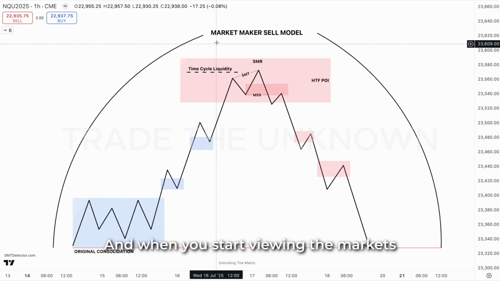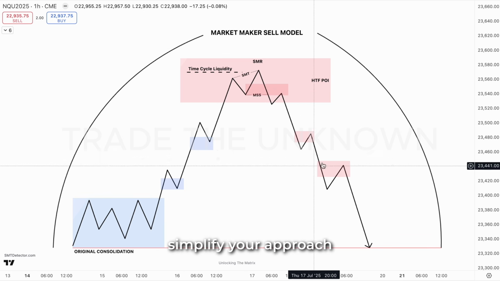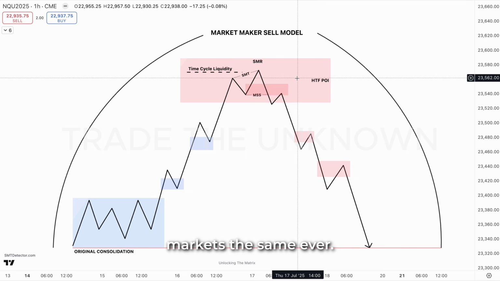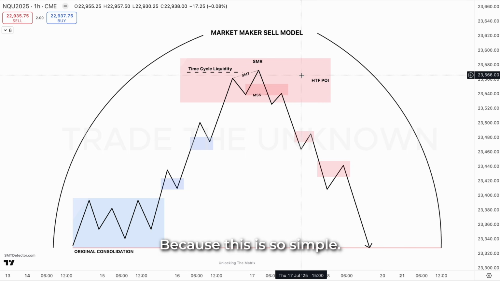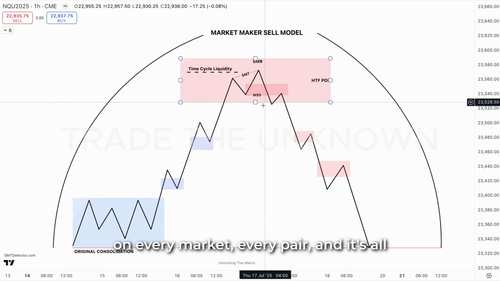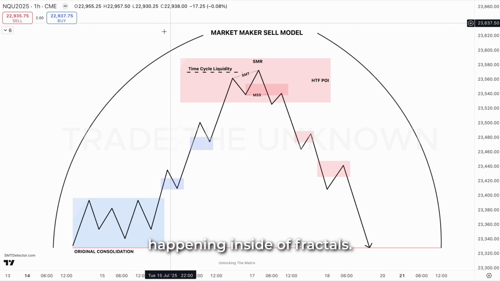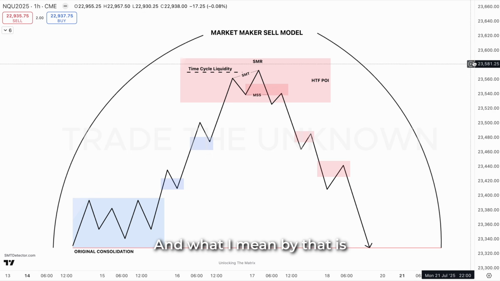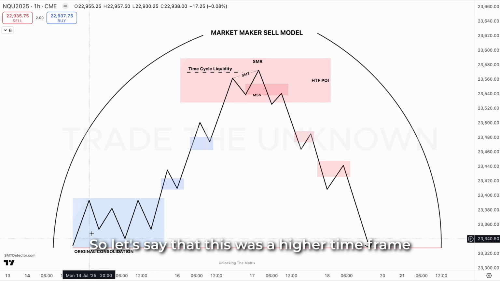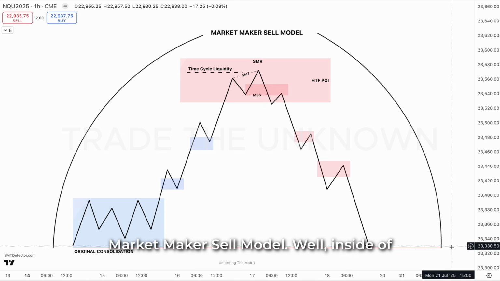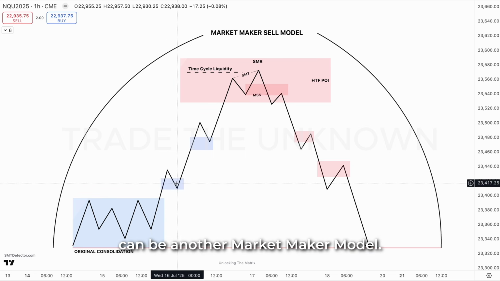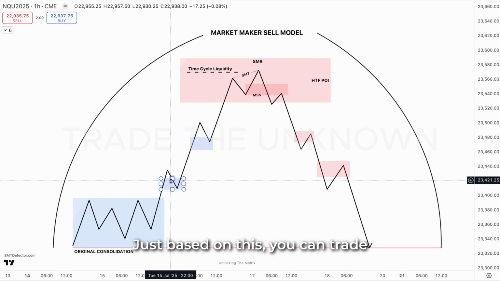When you start viewing the markets this way, it's going to simplify your approach in such a way that you're basically never going to look at the markets the same, ever. Because this is so simple, I'm telling you, it's happening on every single time frame, on every market, every pair, and it's all happening inside of fractals. What I mean by that is that a move is always happening inside of another move. So let's say that this was a higher time frame market maker sell model. Well, inside of this stage, this in itself can be another market maker model.